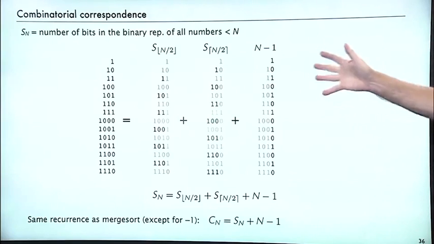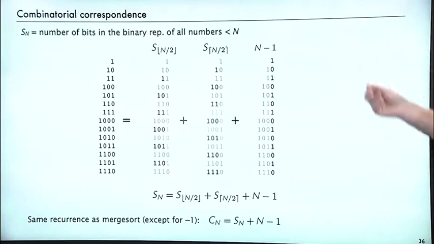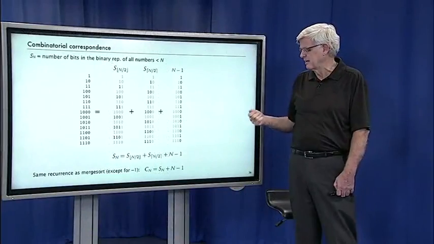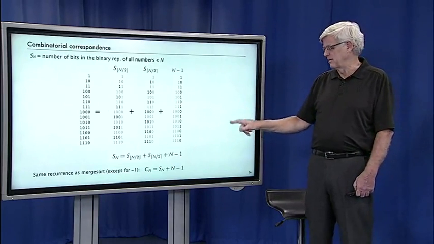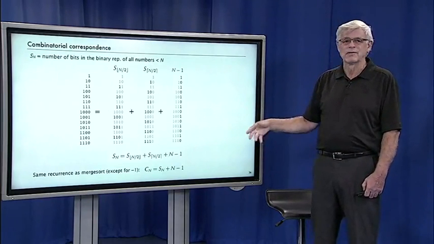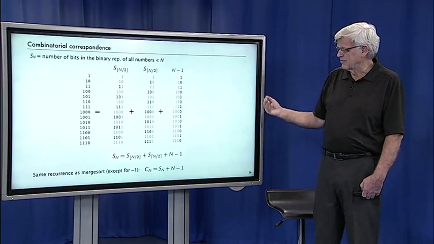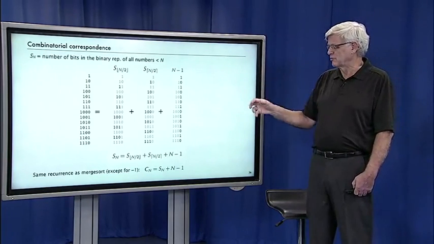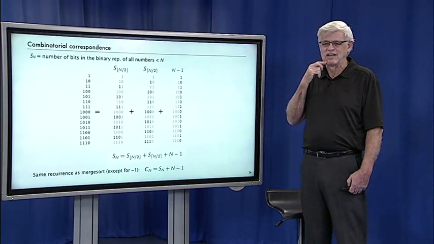So that's a combinatorial proof that the number of bits in the binary representation of all the numbers less than n satisfies this recurrence. That's the same recurrence that merge sort satisfies, so that's a proof. The number of compares taken by merge sort is n minus 1 plus the number of bits in the binary representation of all the numbers less than n.